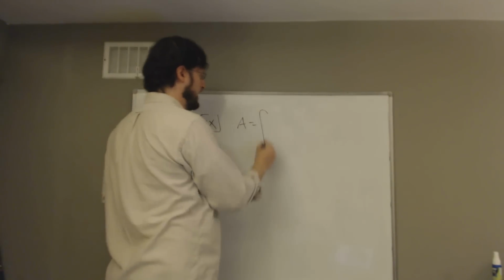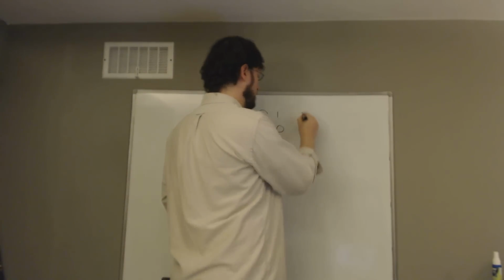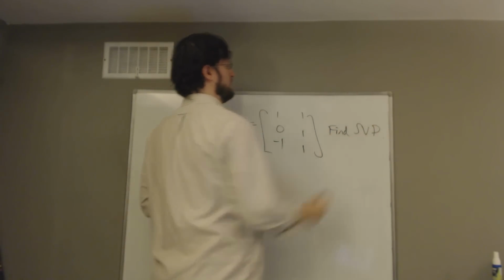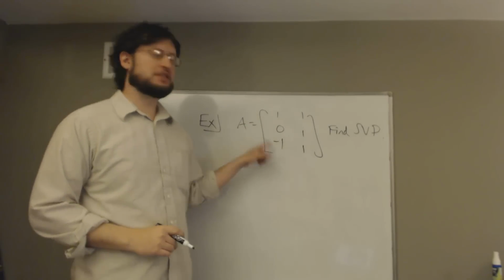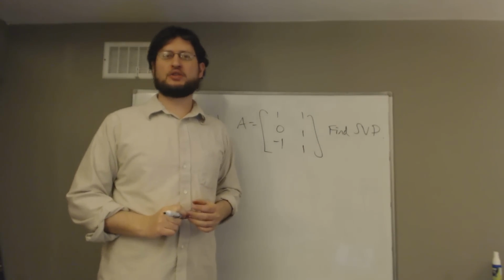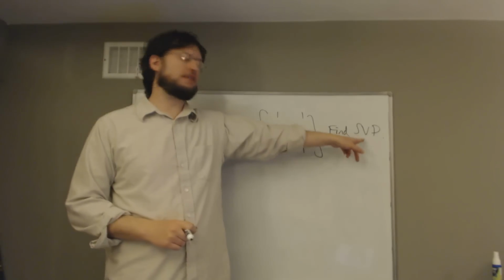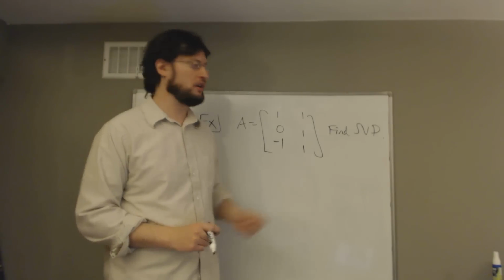Let's start with the matrix A, which is [1, 0; -1, 1; 1, 1], and let's find a singular value decomposition as before. So this matrix is not even square. And so this is the first thing. When I say that any matrix has a singular value decomposition, it's any matrix. It doesn't have to be even a square matrix to start.